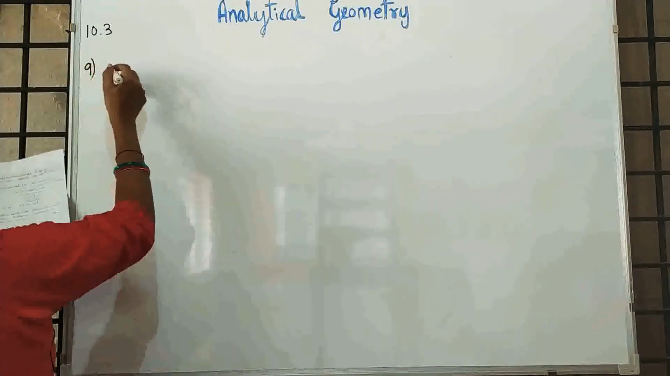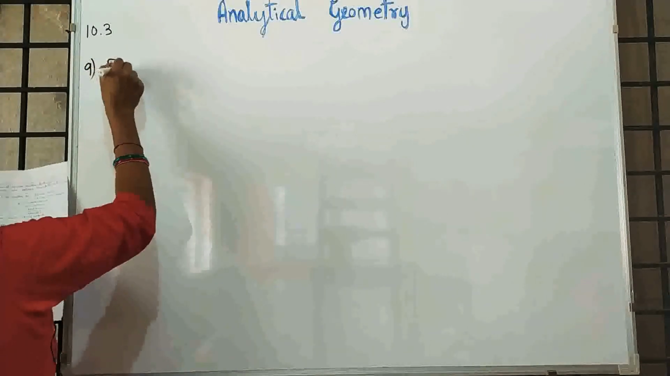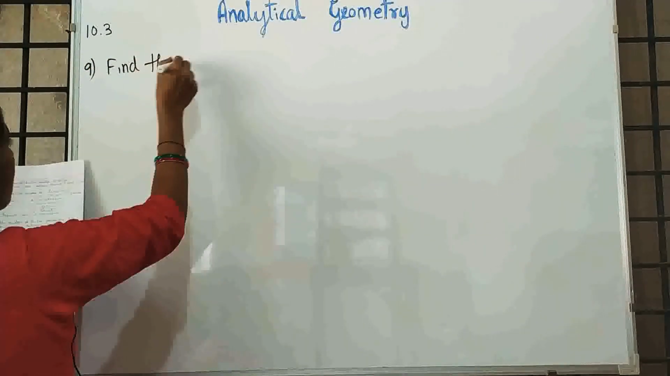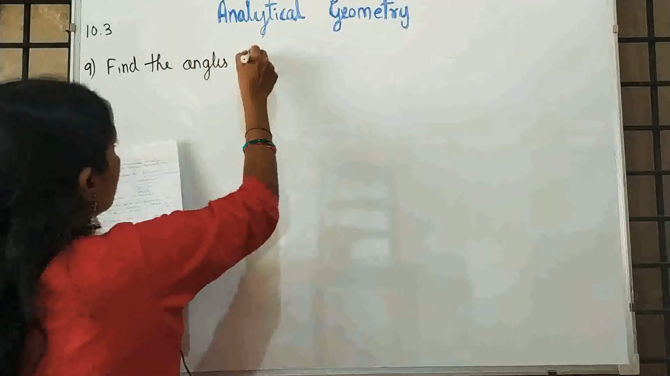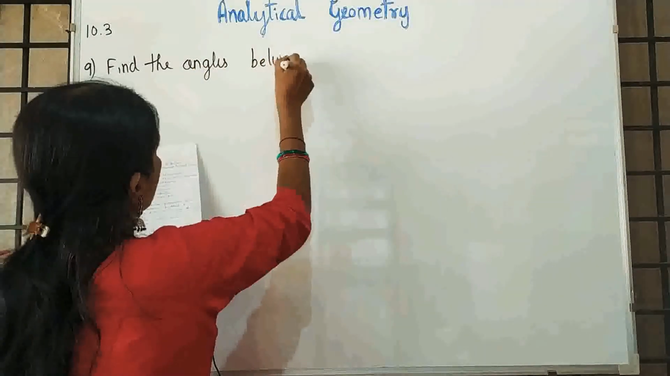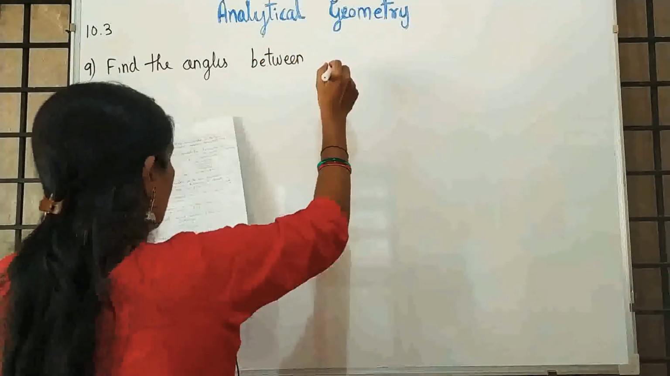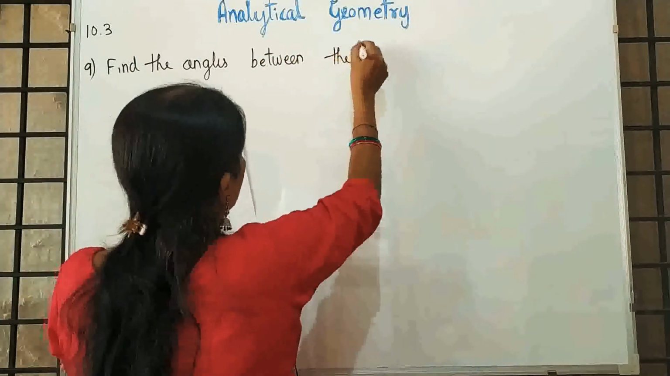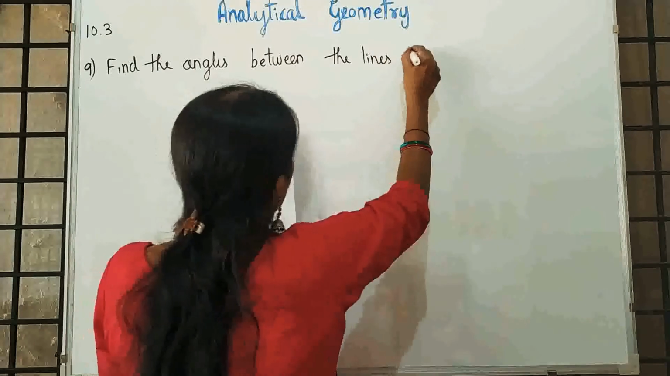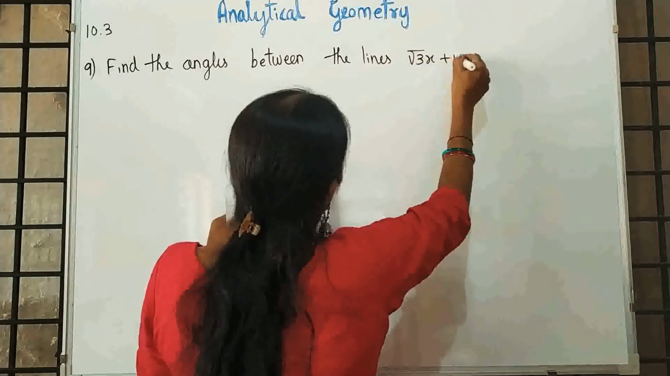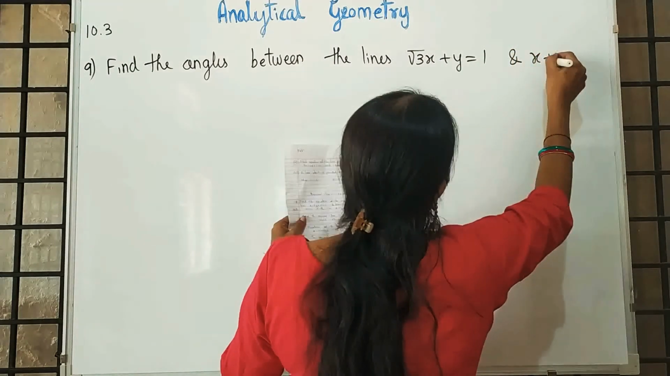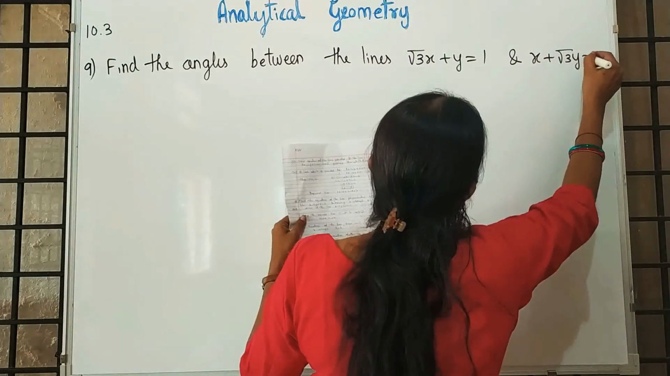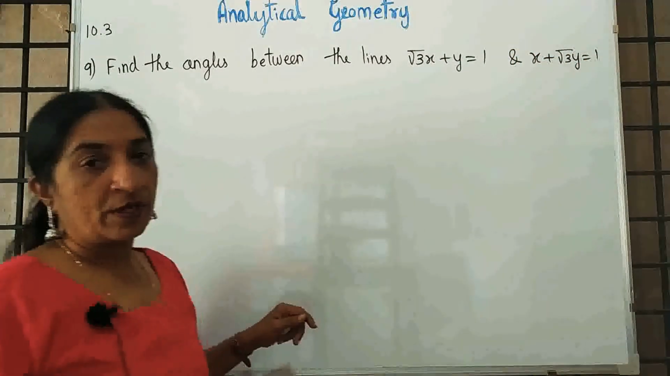Now moving to the next question, that is question number 9. Find the angle between the lines root 3x plus y is equal to 1 and x plus root 3y is equal to 1.